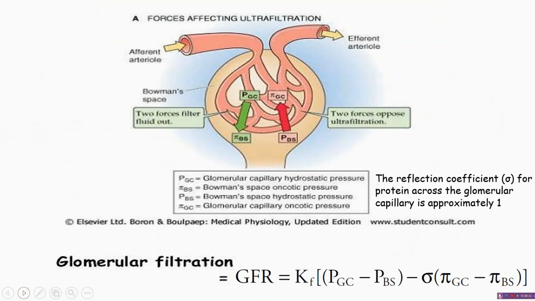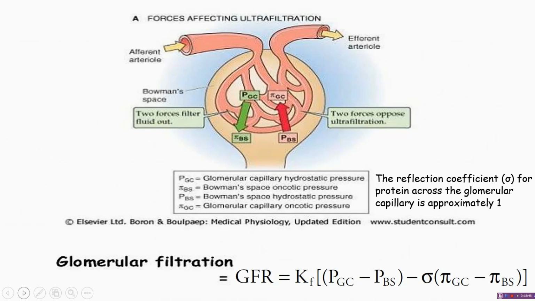Now, first coming to the Starling forces. What are the Starling forces? Starling forces are involved in the filtration of the glomerulus. The forces that help in the filtration are the glomerular capillary hydrostatic pressure and the Bowman's capsule oncotic pressure. And the forces that oppose the filtration are the Bowman's capsule hydrostatic pressure and the glomerular capillary oncotic pressure.